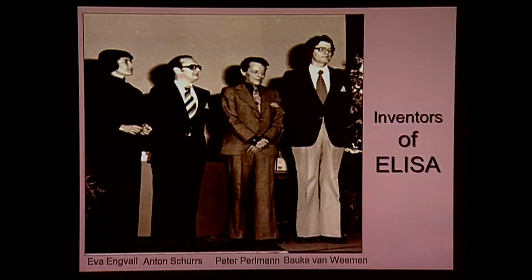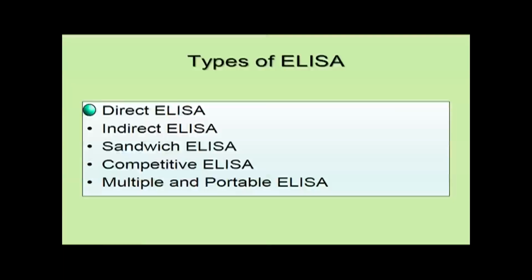ELISA was discovered by Peter Perlman and his graduate student Eva Ingvall at Stockholm University in Sweden, and by Anton Schuurs and B.V. Wieman in the Netherlands at the same time in 1971. Now, ELISA has been developed further, and various types of techniques are available, like direct ELISA, indirect ELISA, sandwich ELISA, competitive ELISA, and very recently a new technique of ELISA has been developed. It is called multiple and portable ELISA.